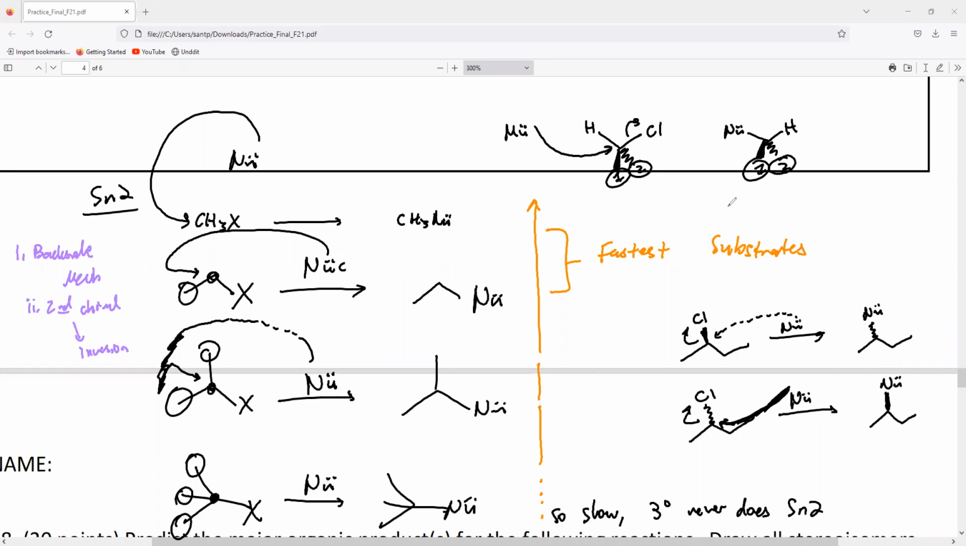So all of this is just to say, don't always assume that your dashes and wedges should be inverting. They should only be inverting if that's the plane you're attacking on. If your leaving group is a dash or a wedge, then you'll expect dash-wedge inversion on that bond. But if it's on the plane, we're going to get planar inversion, where if the chlorine was on the right side, now the nucleophile is on the left side.